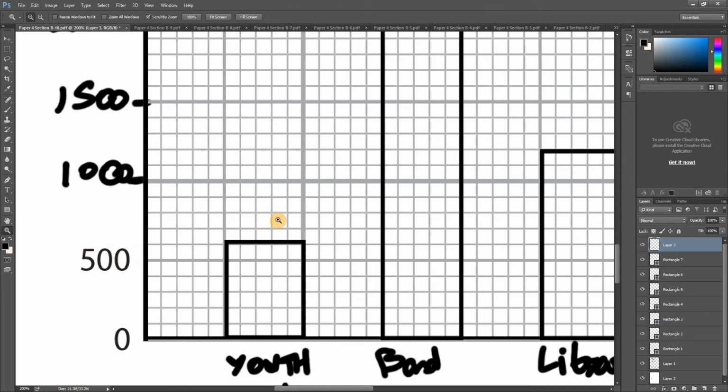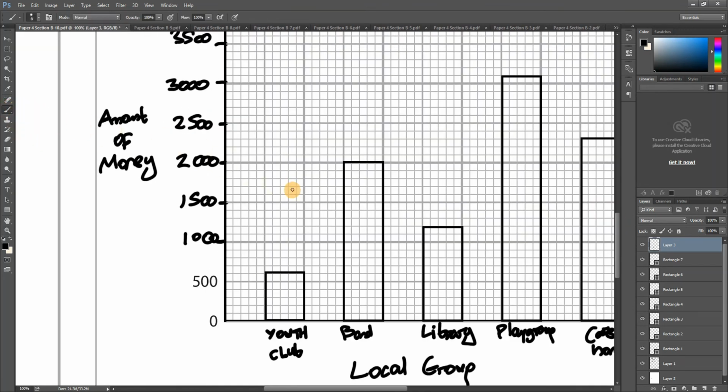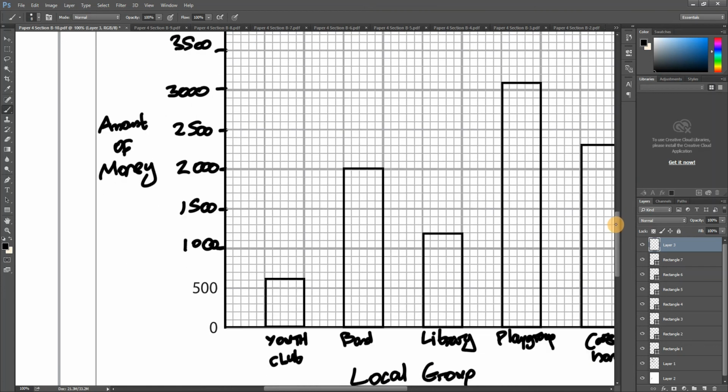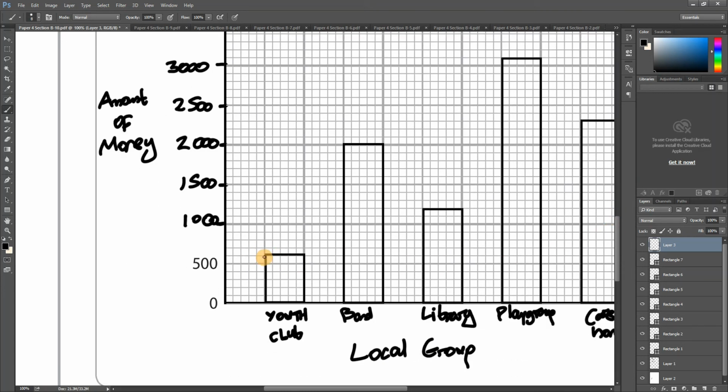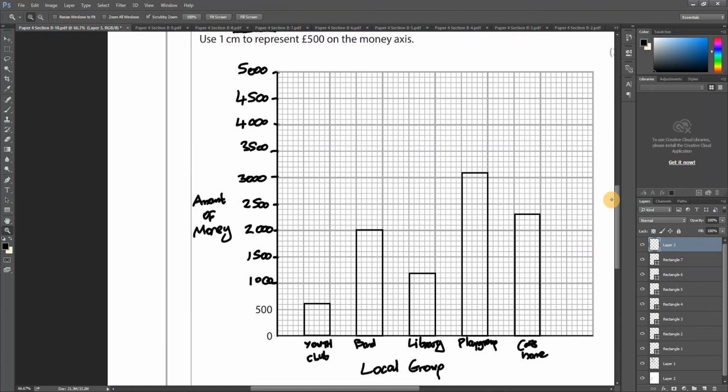So, for example, the first one was Youth Club. Let's have a look at Youth Club. That was 600. So 600 is going to be 1 square above where 500 is, yeah? Which makes it a lot easier now, doesn't it, with our scale? So yeah, you should have something like this. Double check yours, just make sure yours is as accurate as possible. If you're slightly off, you could lose marks for inaccuracy, so just be very careful. But yeah, hopefully yours looks something like mine.